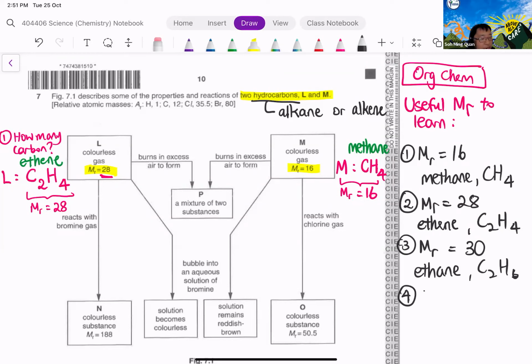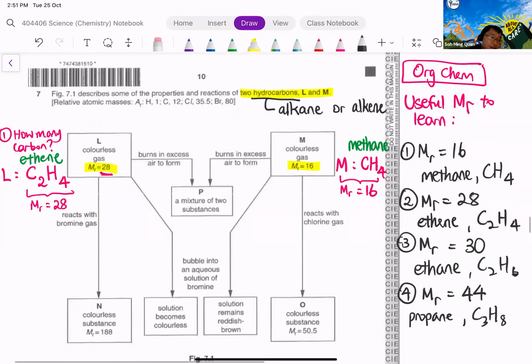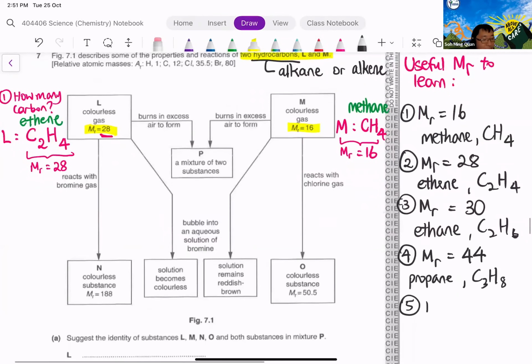The next useful MR to learn is 42. That is propane, C3H8. Oh, sorry, not 42, 44. C3H8. Finally, the last one that I think is quite important, 46. 46 is ethanol, C2H5OH. Okay, so let's take down these 5 MRs and what they are.